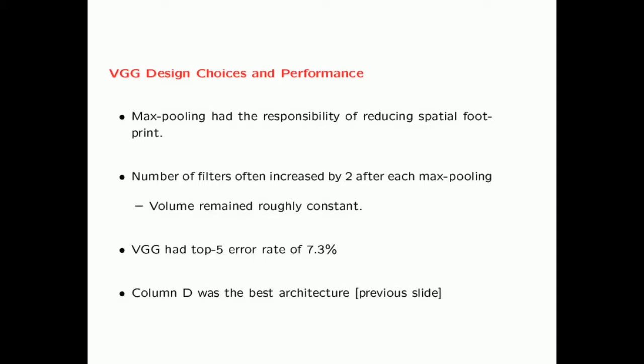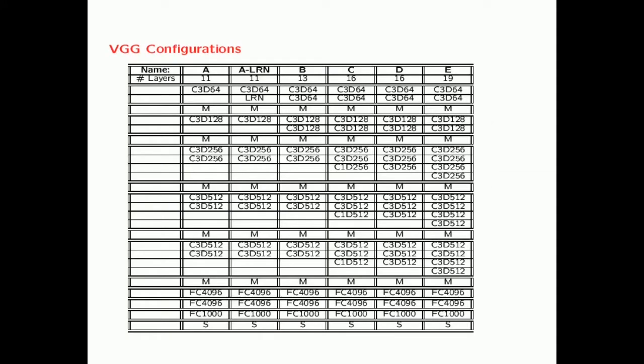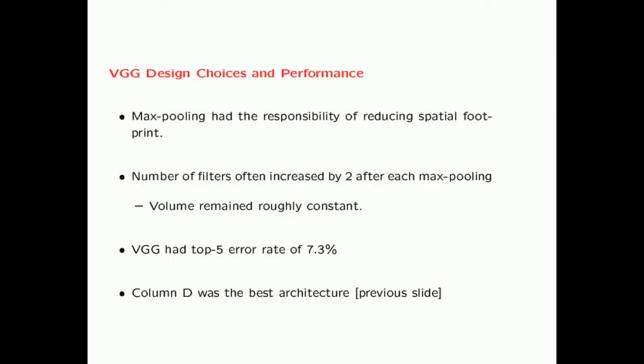And now the MaxPooling. You can see that the convolutions always maintain the size of the spatial footprint, because you use 3x3 filters with a padding of 1, which maintains the spatial footprint. So the spatial footprints are always reduced by these MaxPooling layers, these M's that you see in these slides. And the number of filters often increased by 2 after each MaxPooling.